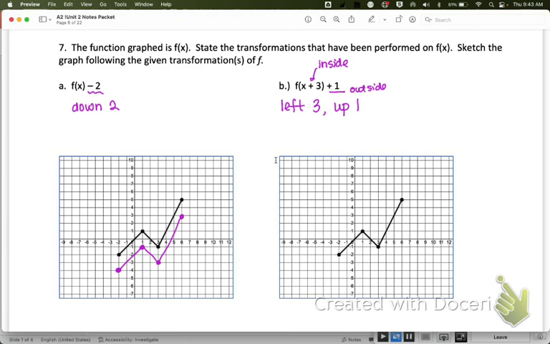So inside the function is that plus 3. So that's going to be horizontal. That tells us it goes to the left 3. And we have outside the function that plus 1. So we're going up 1 also. And we can do both of those things at the same time. So again, to sketch this new graph, for each of these points, I'm going to go to the left 3 and up 1. Left 3, up 1. And that gives us the same shape. It's just been slid over to the left and slid up 1 unit. And so that's the idea with translations.